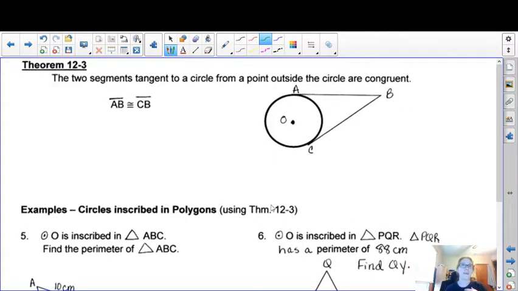Okay, last kind of idea. Two segments that are tangent to the same point from a circle are congruent. So AB is tangent to circle O at point A, and CB is tangent to circle O at point C. Since they both go to that same point, they have to be the same distance away, so they have to be equal.